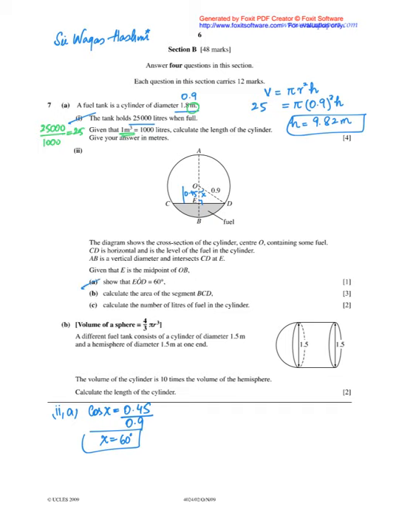In the next part it says calculate the area of segment BCD. All right, so how are you going to find that area? You need to find the area of the sector, and then you need to subtract the area of the triangle to get the area of the segment. So it's part B, right?